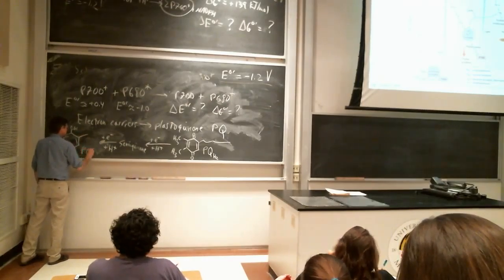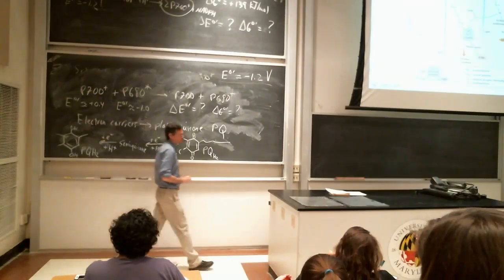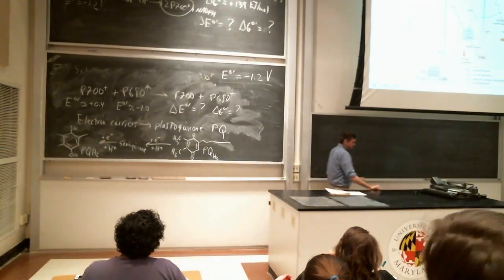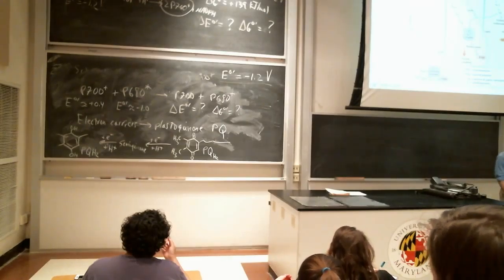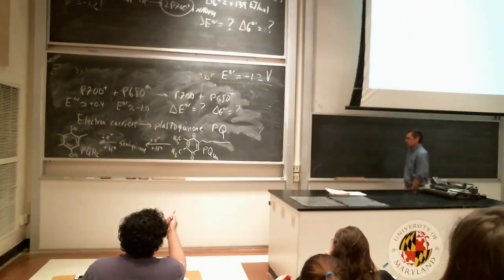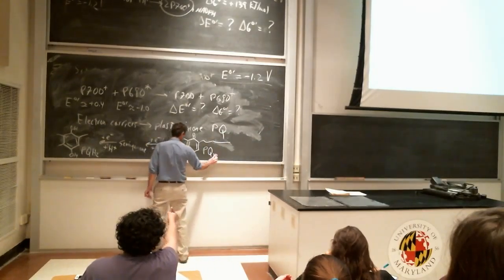So this would be PQ. Chemically, it's virtually identical to coenzyme Q. Wait, why are they both PQH2? Wouldn't that be the oxidized form?